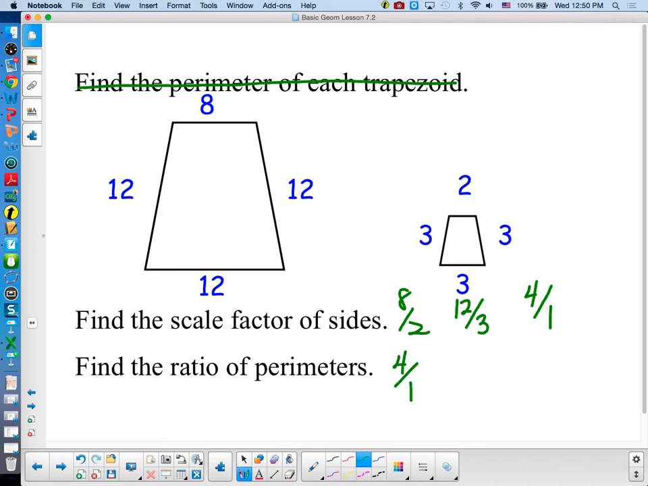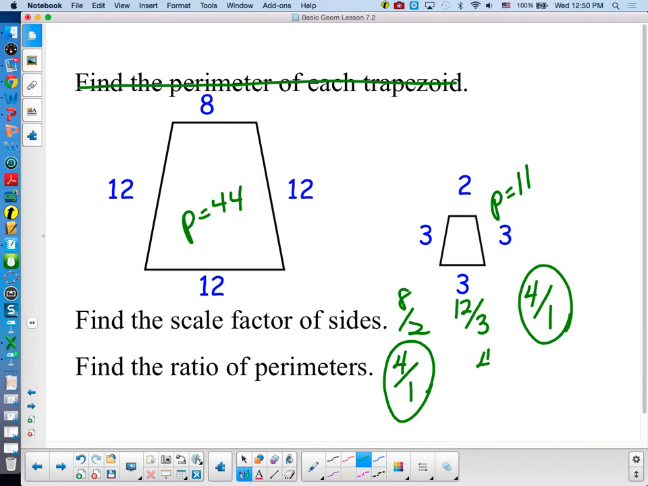Well, that theorem tells me that the ratio of the sides, the scale factor, and the ratio of perimeters is the same. If you don't believe that, add up 12 and 8, that's 20, and 12 is 32, and 12 is 44. Perimeter here would be 5, 6, 7, 8, 9, 10, 11. So a perimeter of 44 compared to a perimeter of 11, 4/1.